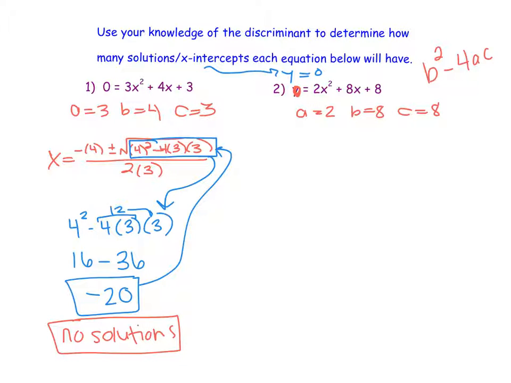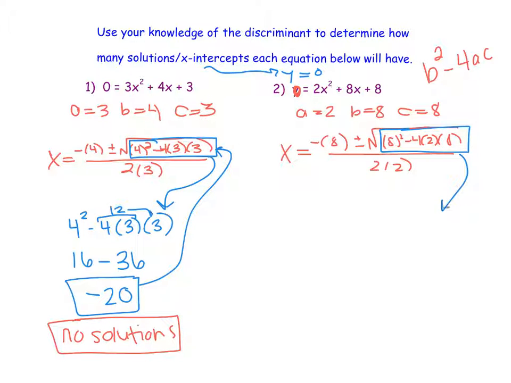So here we're also going to use the quadratic formula to help us. x is equal to negative b plus or minus the square root of b squared minus 4ac, all divided by 2a. And then remember that discriminant, that piece underneath the square root, is what can help us determine how many solutions we have. So I have 8 squared minus 4 times 2 times 8.